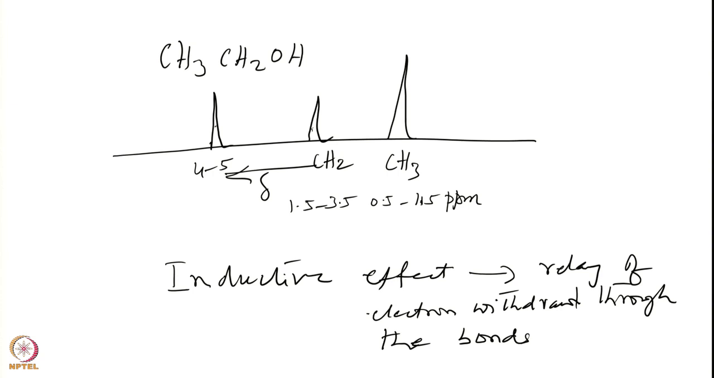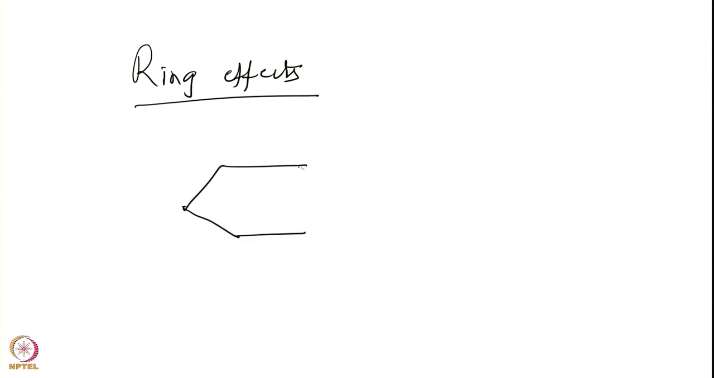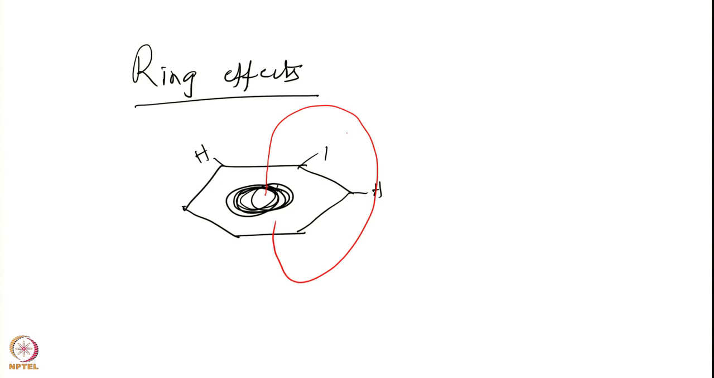And then of course, you will also have what are called ring effects. This is typically in aromatic rings and things like that. What are the ring effects here? So I will have, let us say, an aromatic ring like this, and there is electron density, an electron cloud in the center. So I will have protons here and so on, but there is an electron cloud above and below the ring. When currents are induced in this electron cloud, this will produce a magnetic field which will go like this. This is the induced field, the field due to the ring currents.